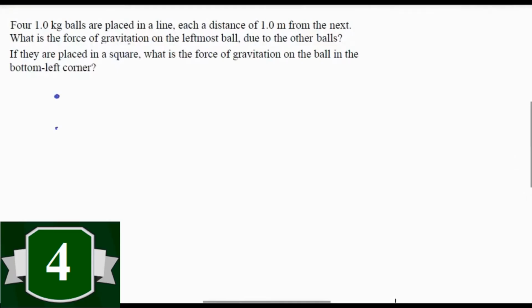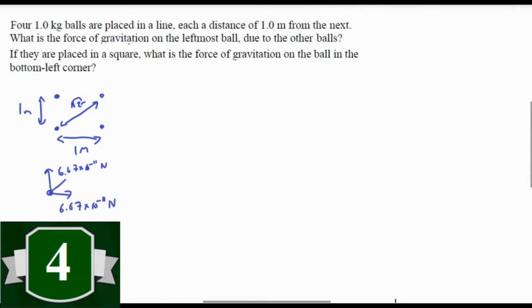What if instead we arrange the 4 balls into a square? What is the force on the bottom left-hand ball? This is a vector problem, and so we're going to have to work in 2 dimensions. Using the answers we had before, we know that the upward force is going to be 6.67 times 10 to the minus 11 newtons, and so is the rightward force. Then we have this force at an angle, which, well, 1 over the square root of 2 squared is 1/2, so it's going to be half of that.